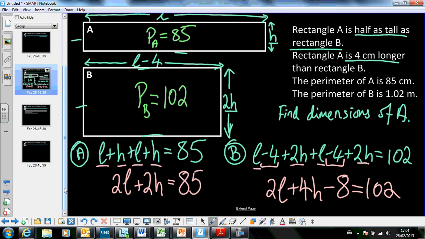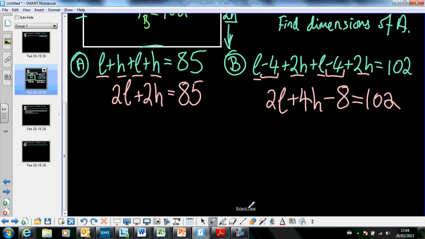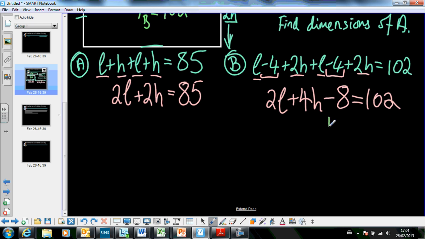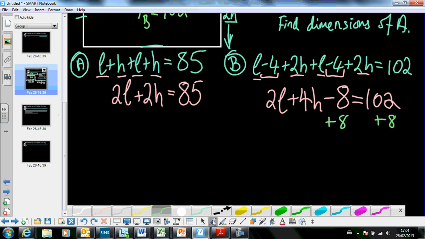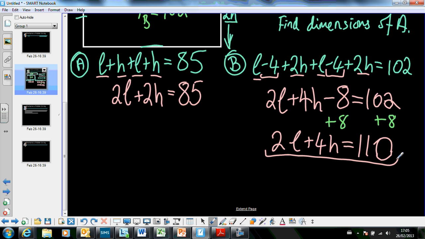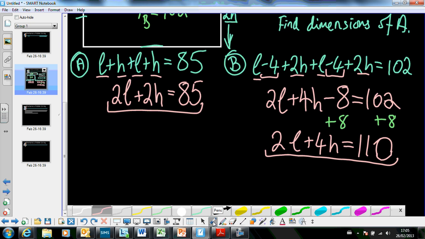And just so this equation looks like the ones that we're used to, I'm going to get rid of that negative 8. I'm going to add 8 to both sides to get 2L plus 4H is equal to 110. So there's my two equations. I've set up the equations, and because I've got two equations and two unknowns, I'm going to solve them simultaneously.